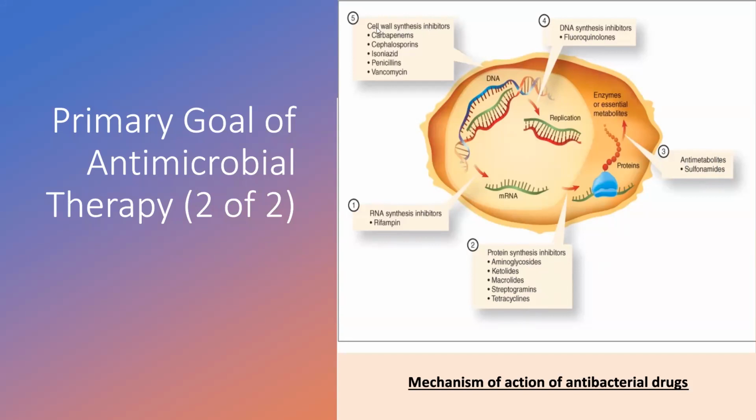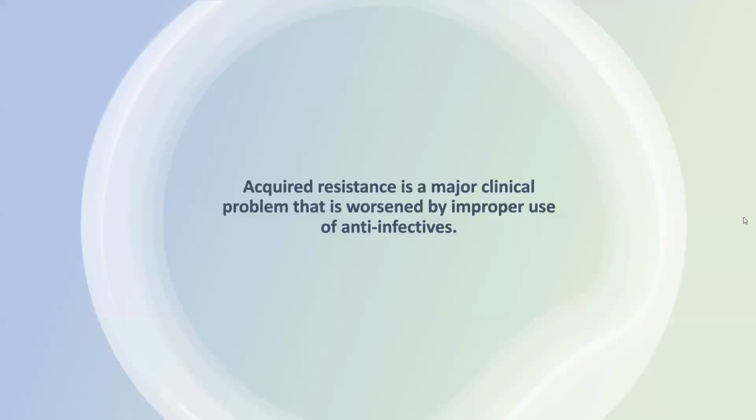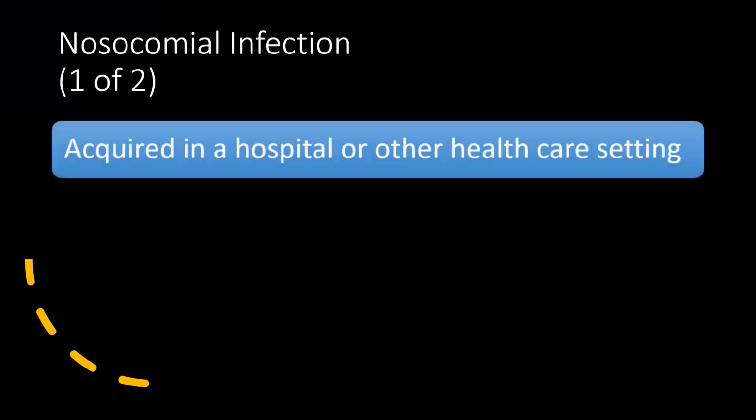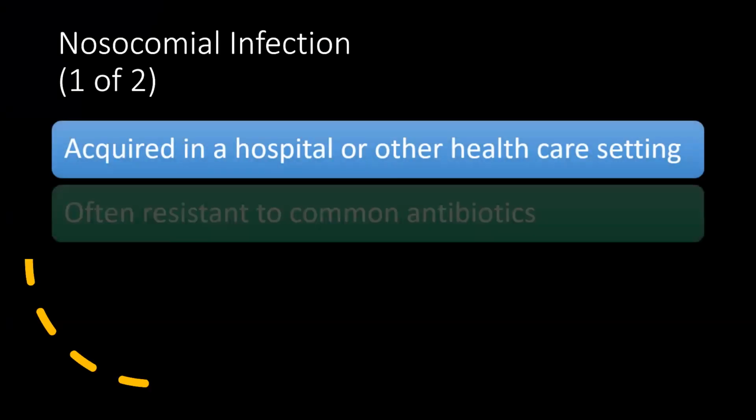Then some will cause the inhibition of cell wall synthesis. And they are the carbapenems, cephalosporins, isoniazid, penicillins, and vancomycin. So acquired resistance is a major clinical problem that is worsened by the improper use of anti-infectives. First is nosocomial infection, which can be acquired in hospital or other healthcare settings.